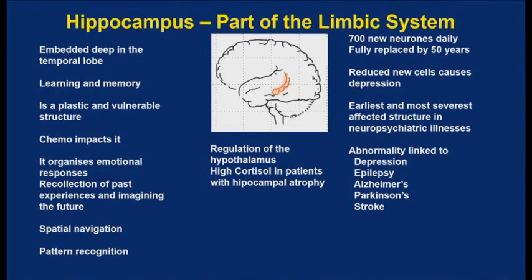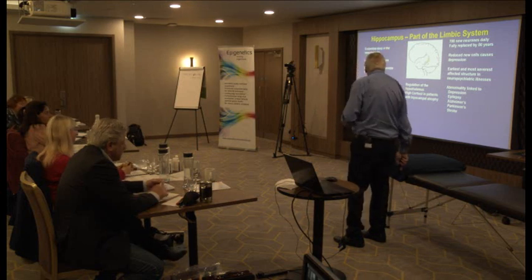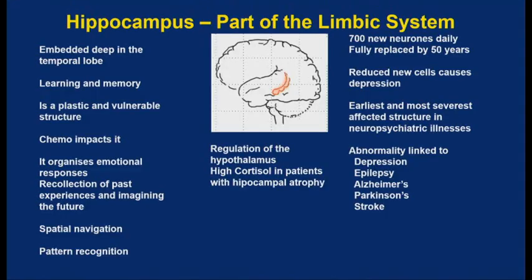So it's involved with spatial navigation. Spatial navigation, I also don't have to go into, depends upon where people are and their position in space. It's pattern recognition. So it's recognizing things, old patterns and old habits, and visual recognition. It regulates the hypothalamus, and vice versa. As we'll see, the hypothalamus regulates the hippocampus. High cortisol in patients destroys the hippocampus. So the hippocampus becomes atrophied from high cortisol, from prolonged stress.